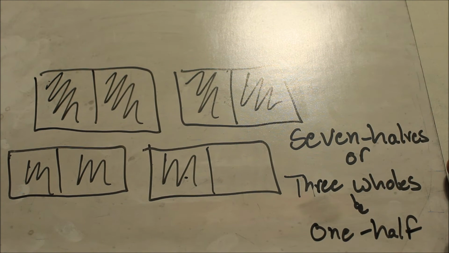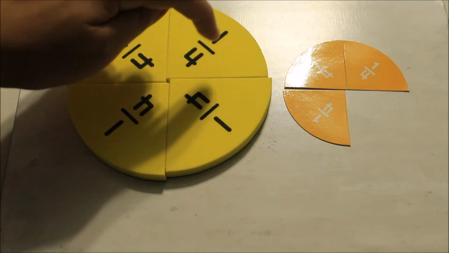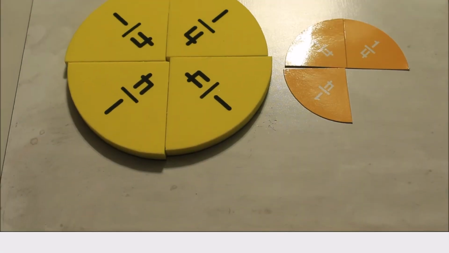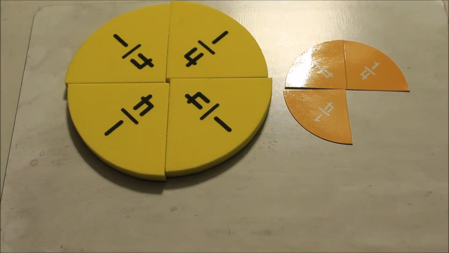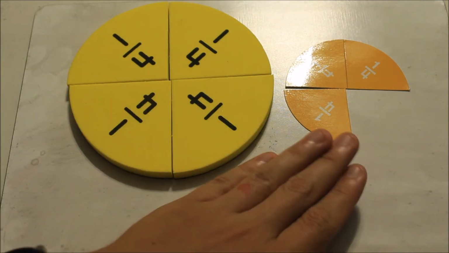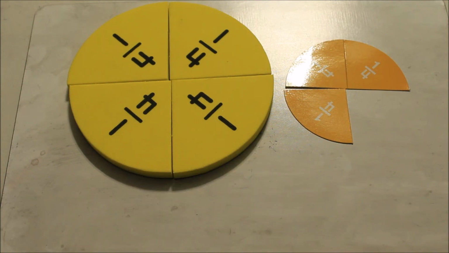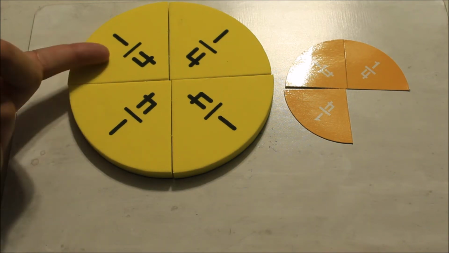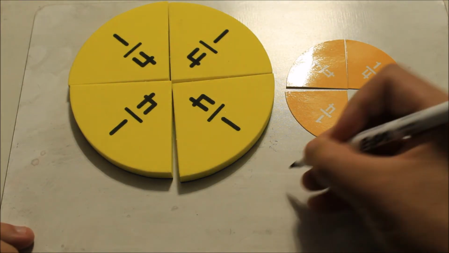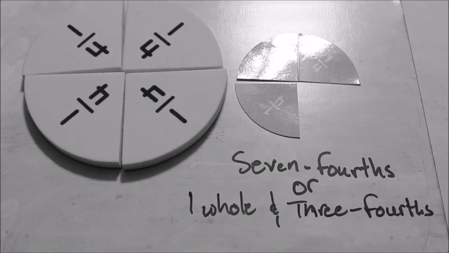Let's take a look at fourths. Here are my fourths. I have a whole that has been partitioned into 1, 2, 3, 4. And then I have 1, 2, 3 fourths represented on the board. I have a whole that's been partitioned into 4 equal parts, and I have some fractions left off on the side. Well, let's count how many fourths I have all together. 1, 2, 3, 4, 5, 6, 7. So I have 7 fourths. I have 1 whole and 3 fourths.